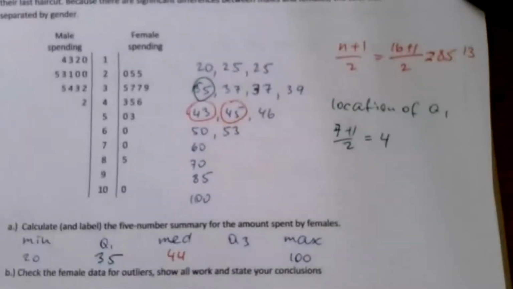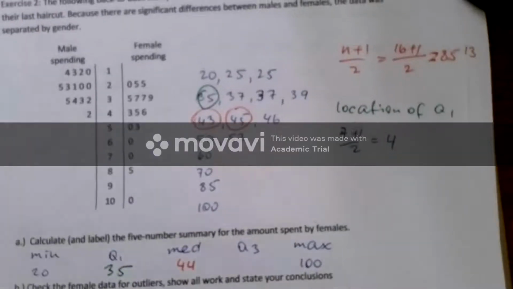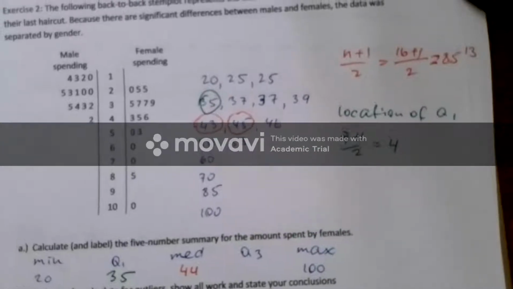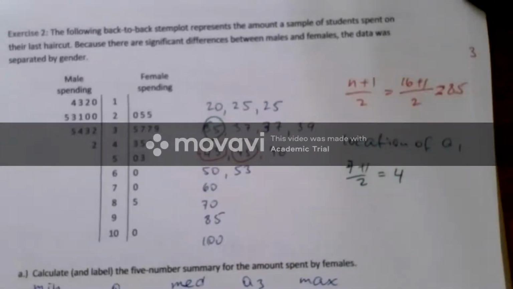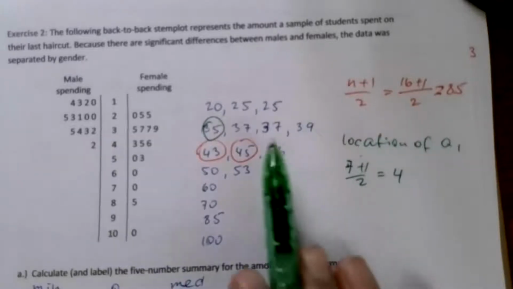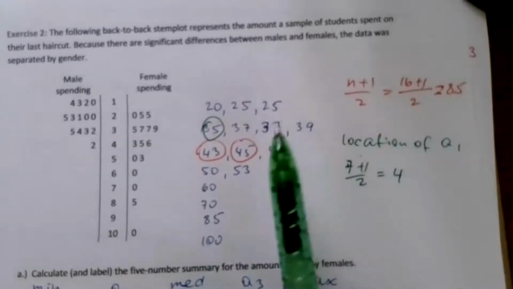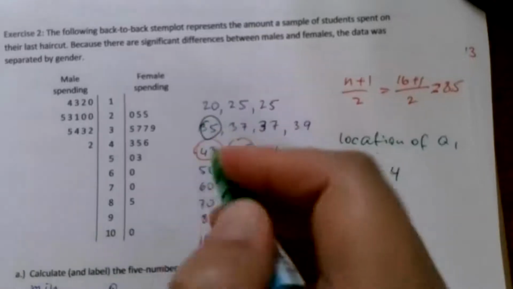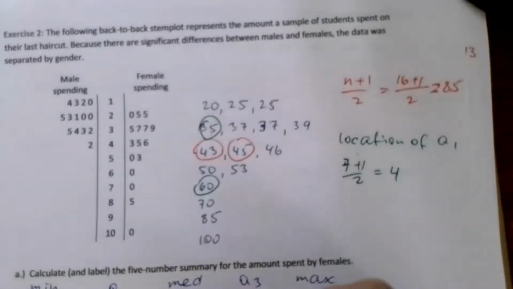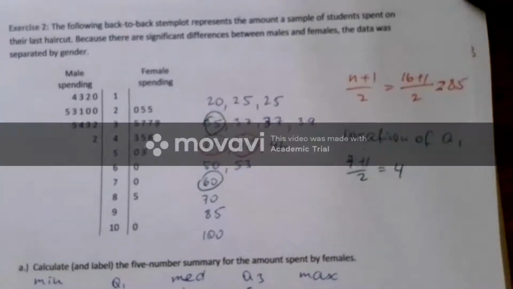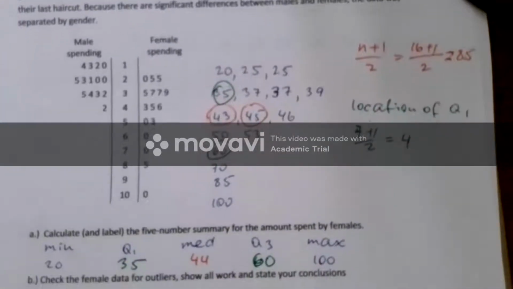Now, since our median divides our data set into equal parts, then for Q3, it's also going to be number 4 of the higher values. So 1, 2, 3, 4, 60 is the Q3. Not the median of the upper 50%.